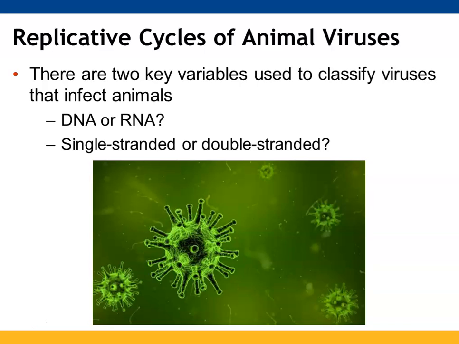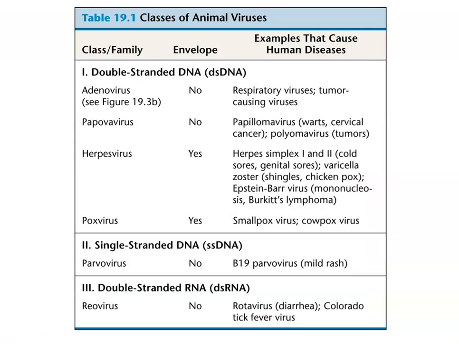We're going to talk about animal viruses now. These viruses are classified in part by the type of nucleic acid that is found in them. Are they DNA or RNA? And are those nucleic acids single-stranded or double-stranded? So there are lots of classes of animal viruses. We can have double-stranded DNA. We see those with adenovirus, papovavirus, herpesvirus, and poxvirus. We can have single-stranded DNA, which is found with parvovirus.